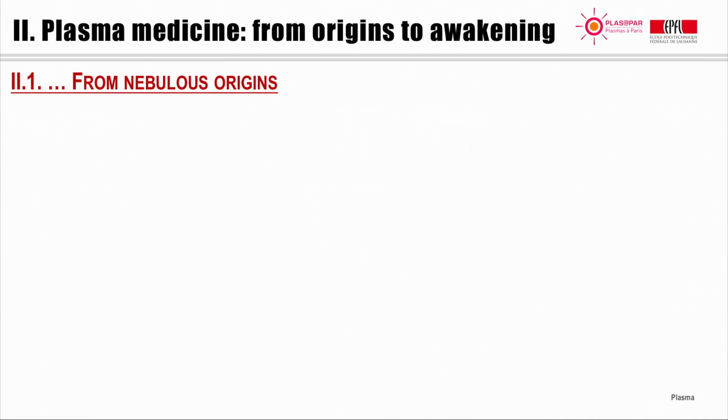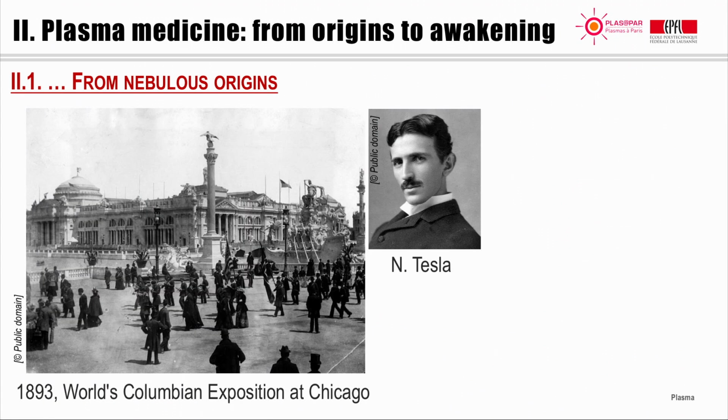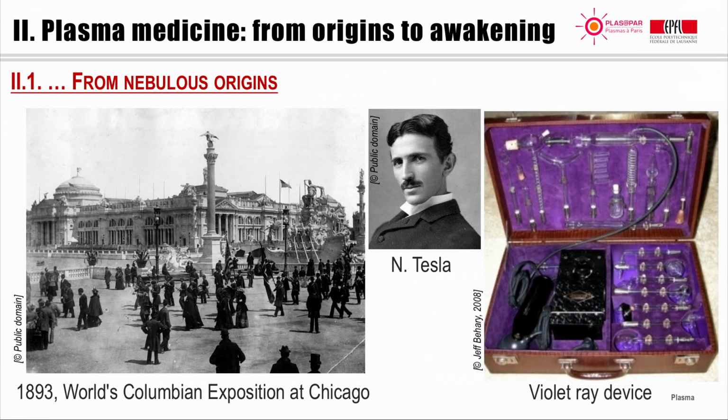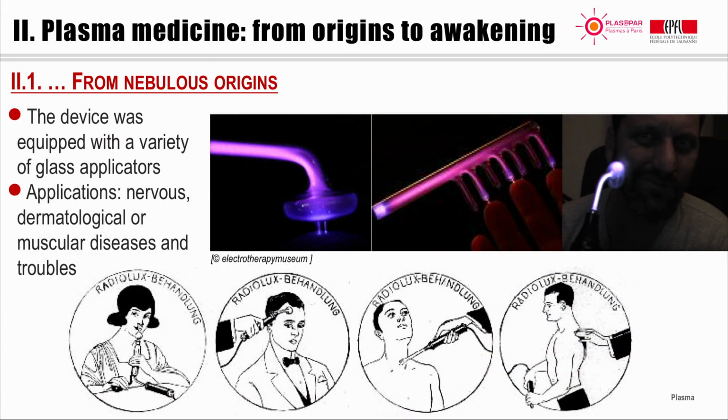The utilization of plasmas for therapeutic purposes is quite old. In 1893, during the World's Columbian Exposition in Chicago, Nikola Tesla presented the first prototypes of his violet ray medical appliance. Then, the invention aroused the curiosity of manufacturers and found its first domestic utilizations in the early 20th century. It was equipped with a variety of glass applicators, where plasma could be generated and applied on the body to treat nervous, dermatological, or muscular diseases and troubles.